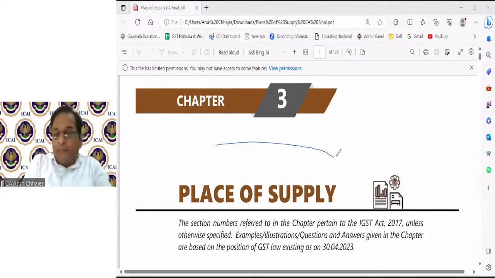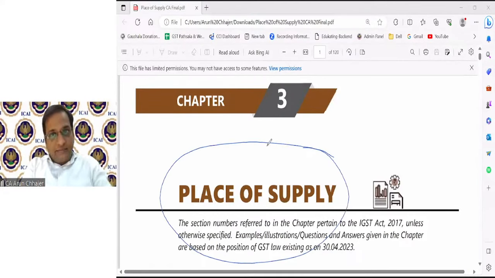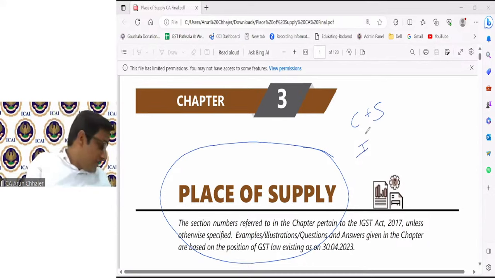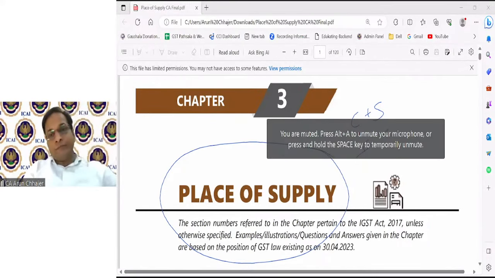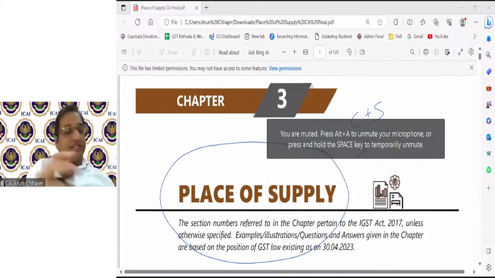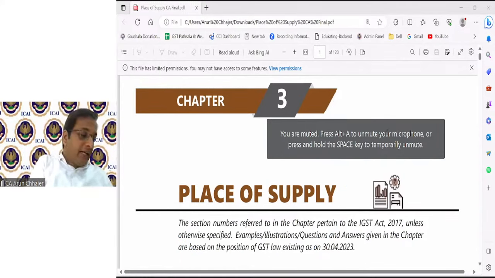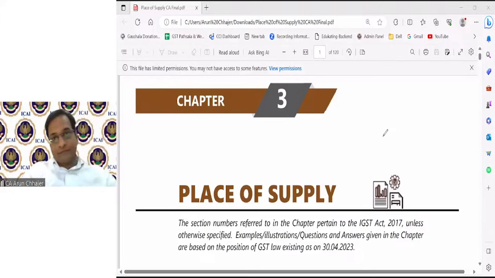Place of Supply chapter decides whether a transaction is leviable to CGST and SGST or whether the transaction is leviable to IGST. Before starting the class, let me ask one question to all of you.